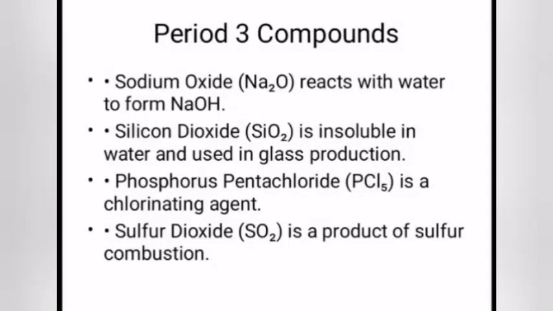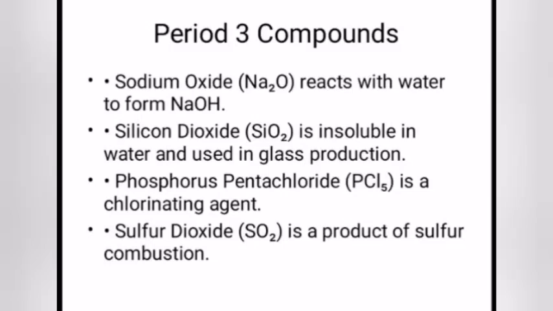So these are the important compounds from period three on the periodic table. Usually they always ask you for their uses, the major use cases. The major use of phosphorus pentachloride is as a chlorinating agent, while silicon dioxide is used in the production of glass. Sodium oxide is used in the manufacturing of sodium hydroxide.